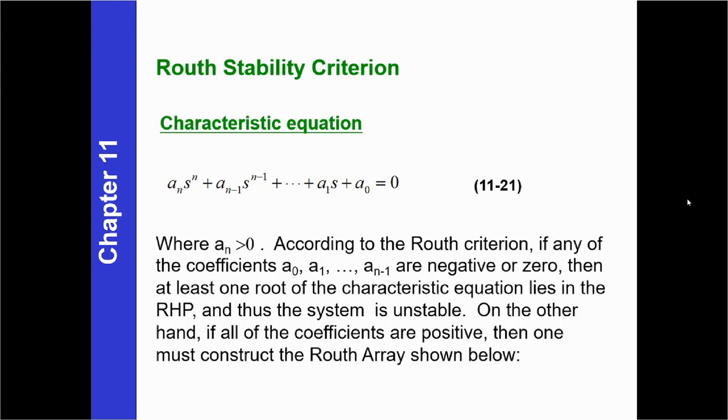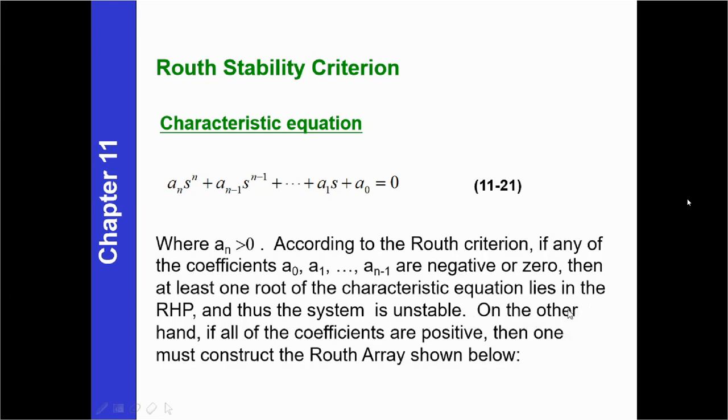That leads us to the so-called Routh stability criterion. What does it mean? First of all, we look at the characteristic equation: an s^n plus an-1 s^(n-1) plus and so on up to a1 s plus a0 equals 0, where an is bigger than 0. According to the Routh criterion, if any of the coefficients a0, a1, up to an-1 are negative or 0, then at least one root of the characteristic equation lies in the right half plane, and therefore the system is unstable.